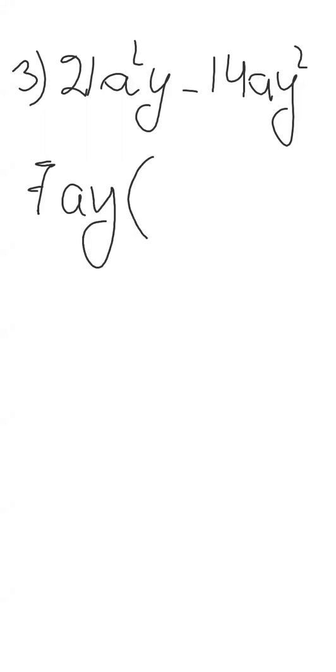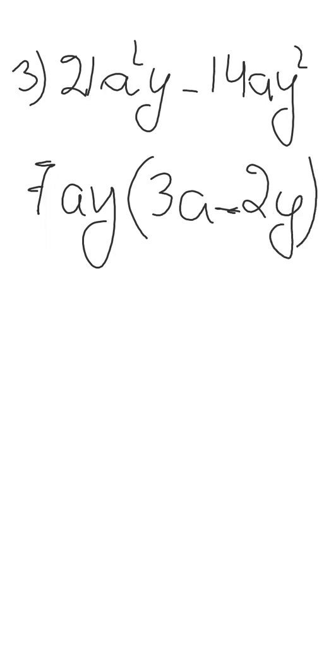Okay? Now surely the rest I want to put inside the brackets. First of all, with respect to the coefficient 21, surely what remains is 7 times 3, so 3. A squared, we took a from it, so a is left. Y we took, so nothing. Minus 14, 7 times 2, so 2 is left, a taken. Y squared, we took y from it, so we still have y.